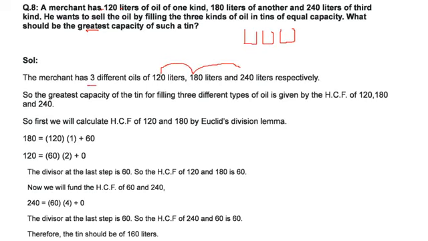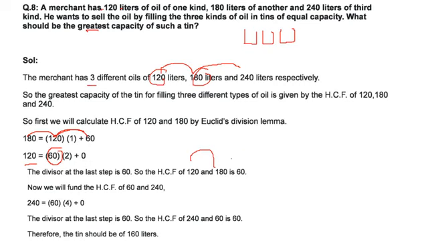So let us take 120 and 180. Which one is the bigger? 180 is the bigger. So 180 can be represented as 120 into 1 plus 60. So now the remainder is not 0. So we'll take again 120 and 60. 120 is simply 60 into 2 plus 0. So this 60 is the HCF of 120 and 180.